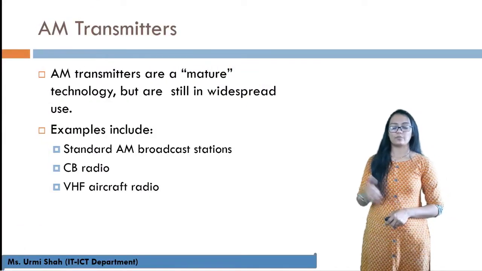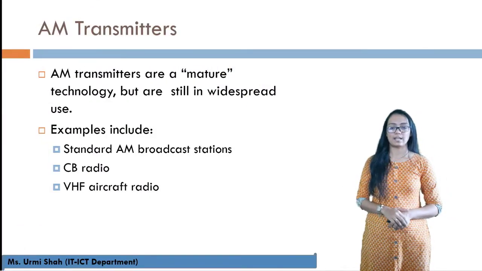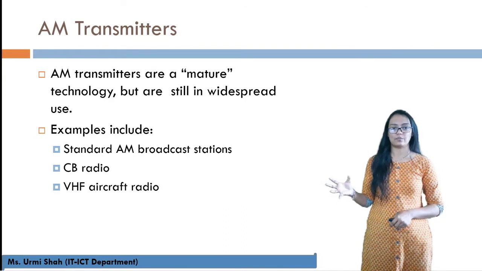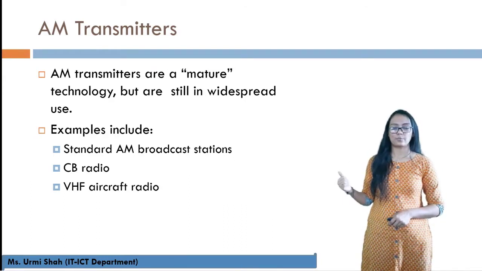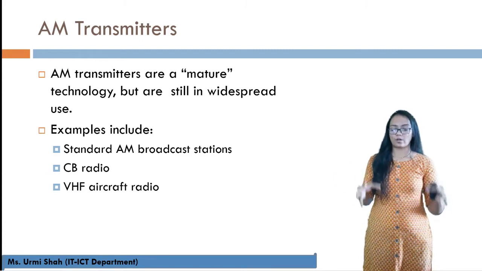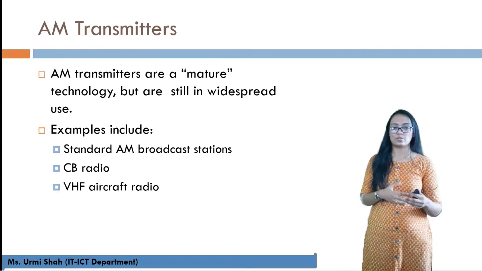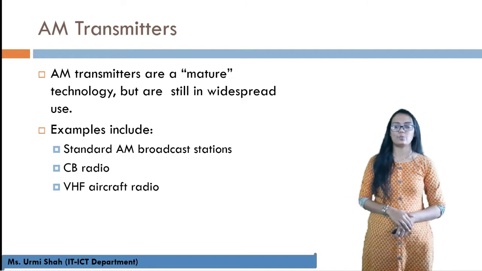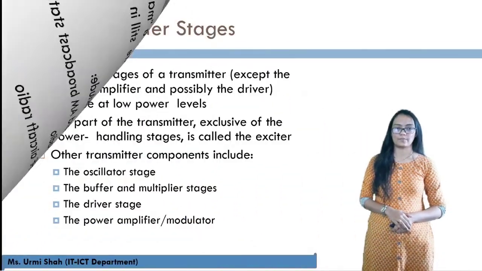So these are the features of the AM transmitter: they are a mature technology, widely spread and used everywhere. Basic examples of AM transmitters are standard AM broadcast stations, CB radios, and VHF aircraft radio, that is, very high frequency radios. So everywhere these AM transmitters are used.